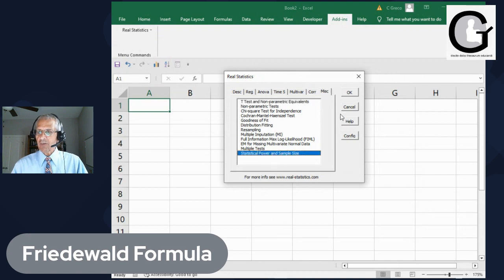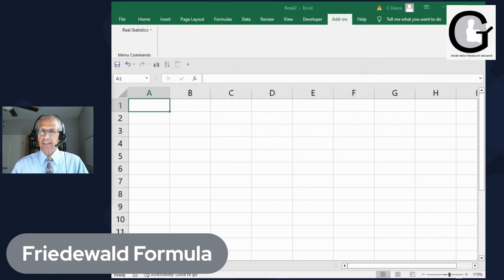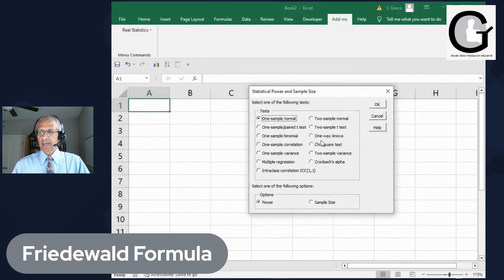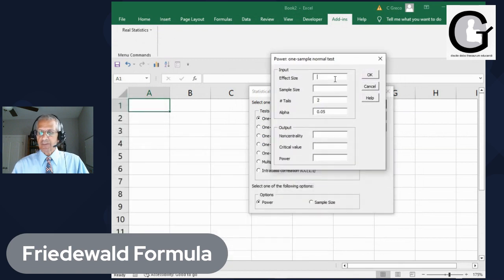Then we have statistical power. So I'm going to say, okay, look, if I have a one sample normal and I want to know what the power is going to be. If the effect size is 0.2, which is actually a pretty good effect size, and my sample size is 448, which it was, then what do I have? Well, my power is going to be 0.988, given the effect size is 0.2.